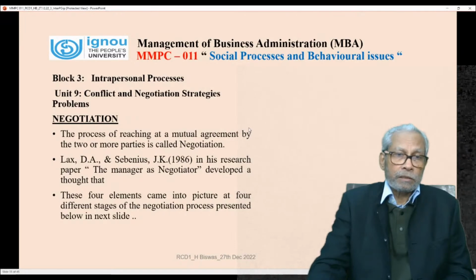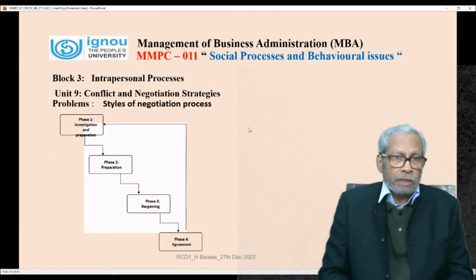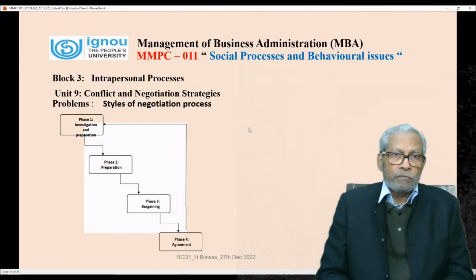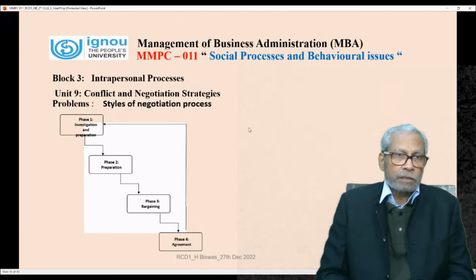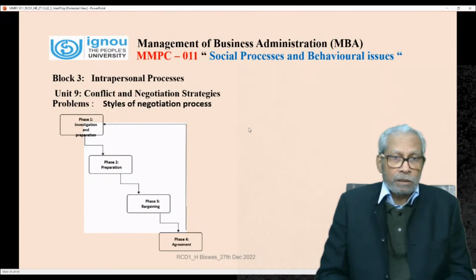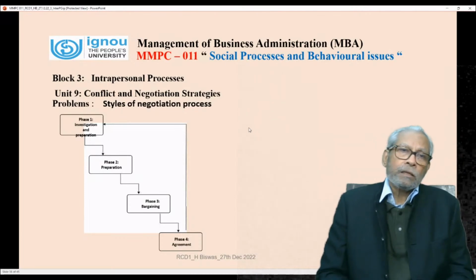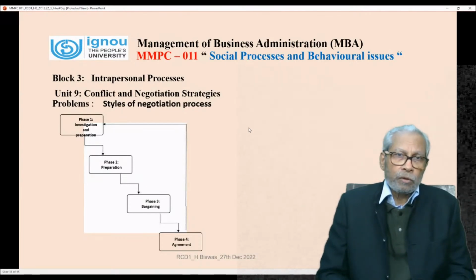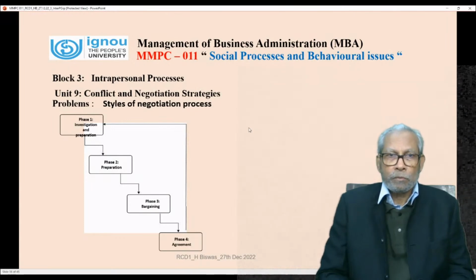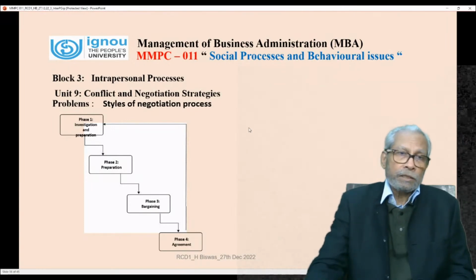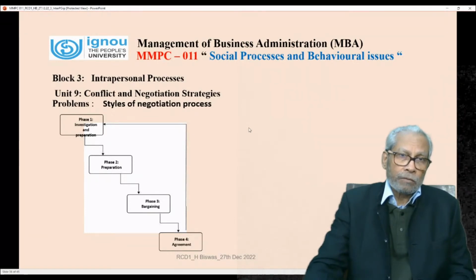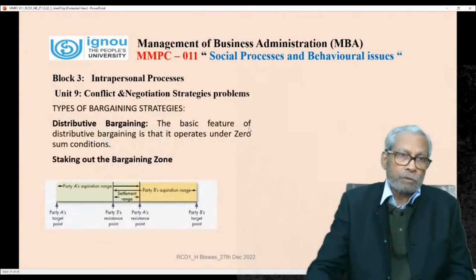We have to present the next slide. There are four elements. Which are the elements? That is the different stages: phase 1, phase 2, phase 3, and phase 4. That's the style of the negotiation process as shown here. Investigation, then after that the preparation, then bargaining, and finally the agreement. These are the stages of how to proceed in the process. So all the stages have to be covered, then only can you have a concrete idea and avoid the problems. These are some strategic problems.